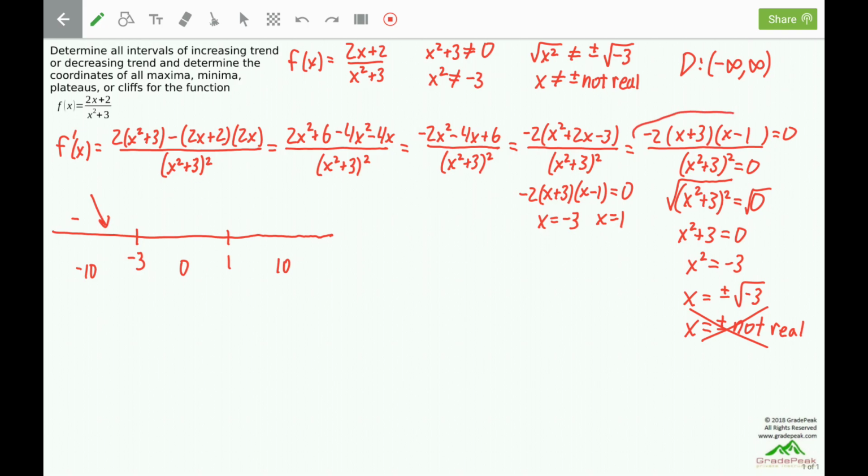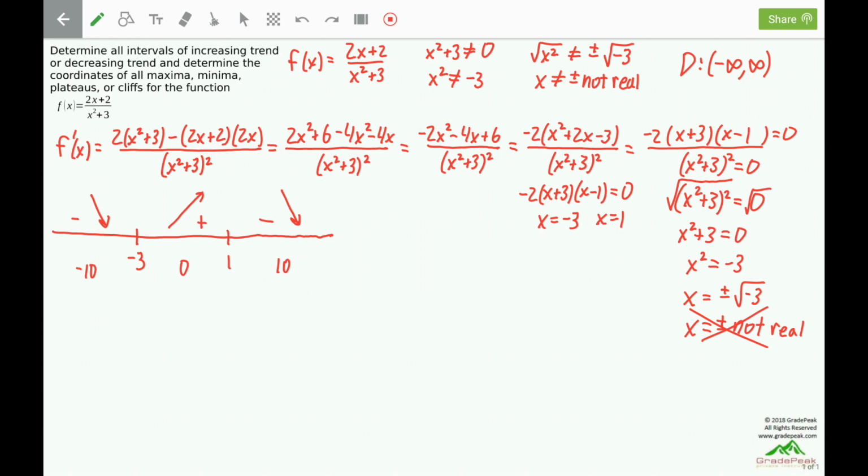Plugging in 0 to the part of the derivative that matters. 0 plus 3 is positive. 0 minus 1 is negative. Negative times negative is positive. We have a positive first derivative, which corresponds to an increasing trend. And then plugging 10 in to the part of the first derivative that matters. 10 plus 3 is positive. 10 minus 1 is positive. Negative times positive is negative. We have a negative first derivative, which corresponds to a decreasing trend.